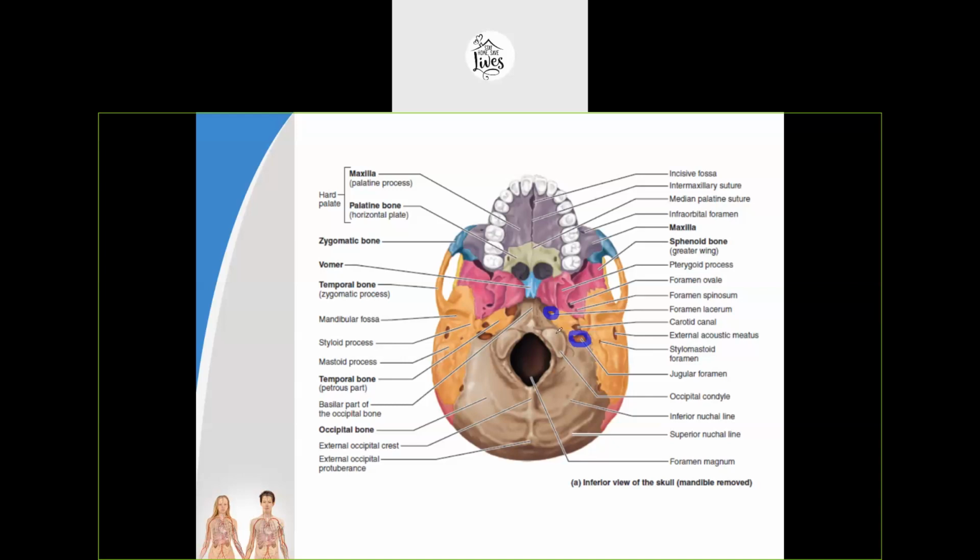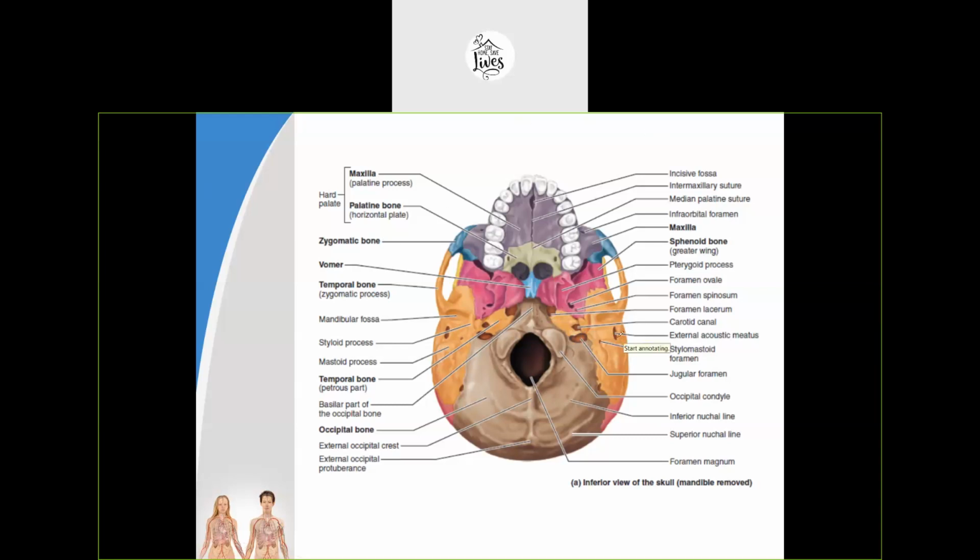It is the part of the petrous part of the temporal bone that is a continuation of the external acoustic meatus. So simply to imagine, this is the external acoustic meatus that is continuing into the internal acoustic meatus. Also, we find the styloid process.